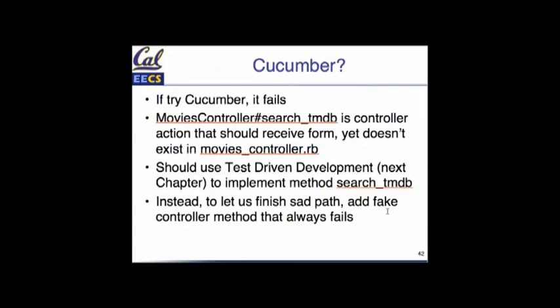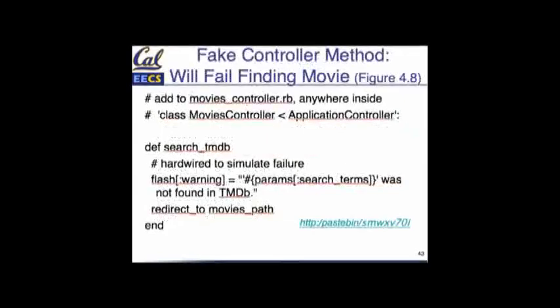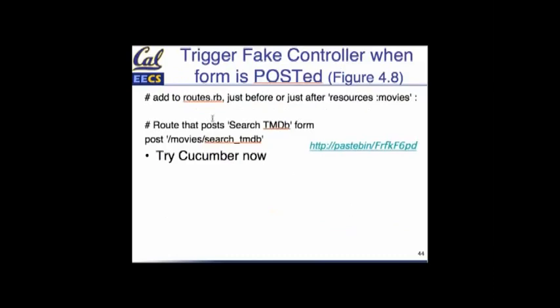We'll then try to run Cucumber, but it's going to fail because this search TMDB method hasn't been implemented yet. What we should do is implement it using TDD methods, but we haven't got to that yet. So what we're going to do instead, to let us finish the sad path, is fake the controller to always fail. To do that, we're going to add this fake method that will always fail into the controller code, movies_controller.rb, and then to invoke it, we're going to add this to routes.rb so that when the form is posted, it will invoke this fake method.